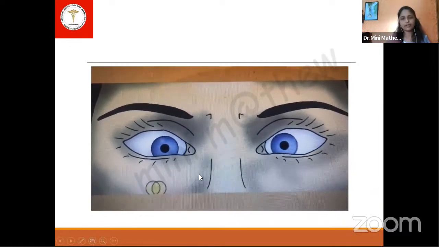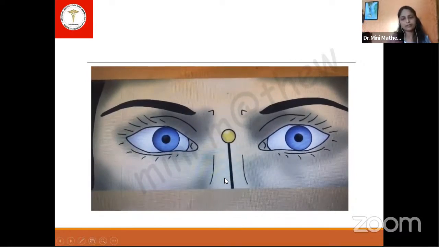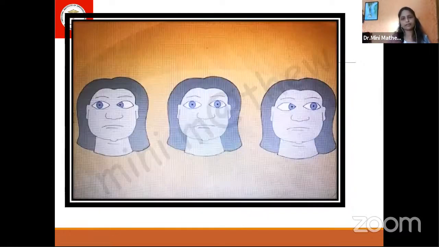You can see that abduction is absent in the right eye. All the remaining movements are full, suggestive of a right 6th nerve palsy. Now observe the gazes in the right dextroversion and levoversion. We can see that both the eyes are restricted in abduction, which is suggestive of a bilateral sixth nerve palsy.